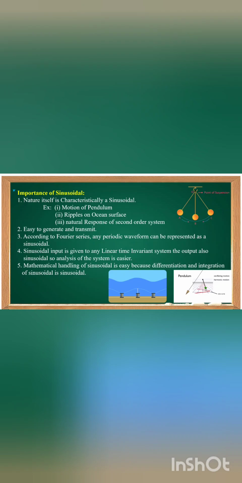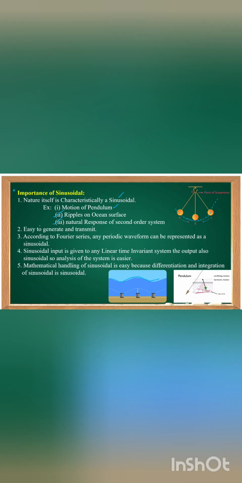Nature itself is characteristically sinusoidal. Take the example of the motion of a pendulum. In physics you study that the motion of a pendulum is just like a sinusoidal. Ripples on the ocean surface are also sinusoidal. The natural response of a second order system is also a sinusoidal response. That's the reason why sinusoidal AC is preferred.